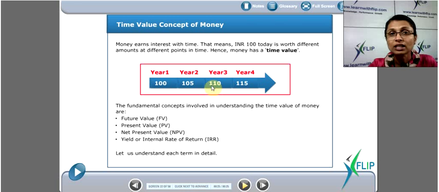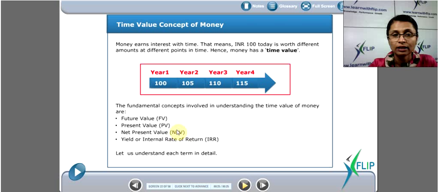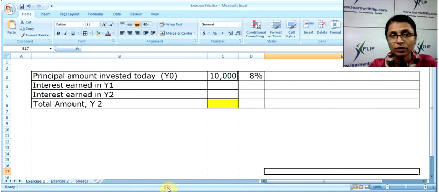The two critical topics under time value of money are future value and present value. If we have a strong understanding of these two, then the derived concepts NPV and IRR will become easy. We'll explain these two later. So on to future value. Now, I'd like to explain that with an example.